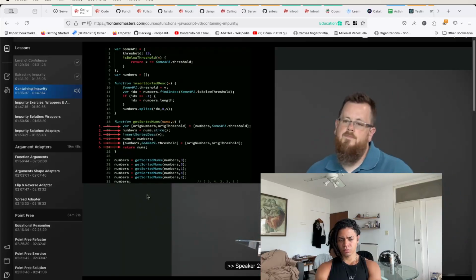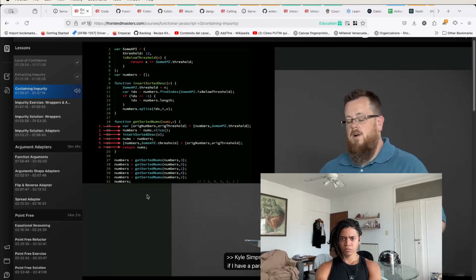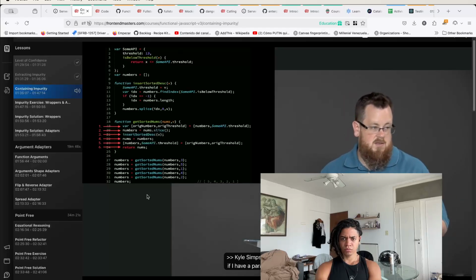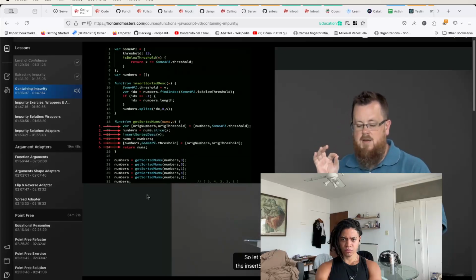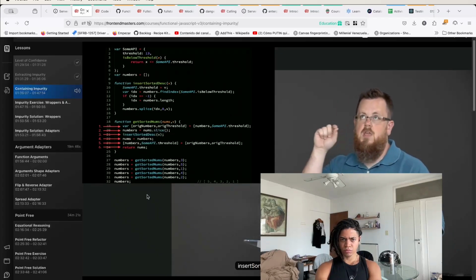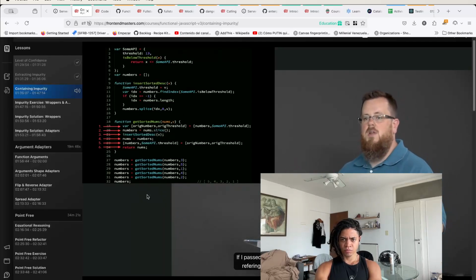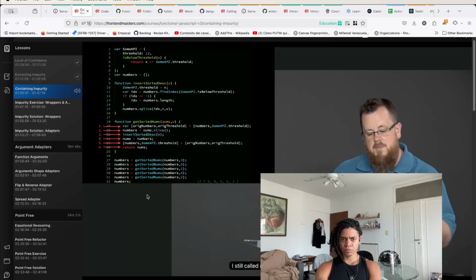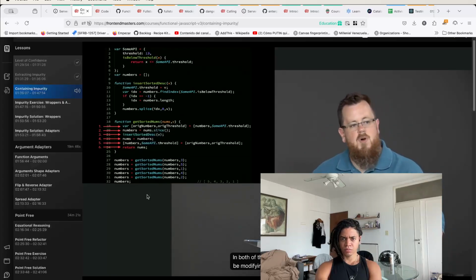Yes? I've heard before that mutating the state of parameters is also considered to be a side effect. Okay, so the question is, if I have a parameter that's passed in, and I mutate the state, unfortunately we need to be more specific around that word. So let's look, for example, at the insert sorted descending function. I'm just using the passed-in numbers rather than referring to a global, but I still call numbers.splice on line 15. Or if we consider the previous slide where I was doing it on the array numbers. In both of those cases, I would be modifying the value by reference.